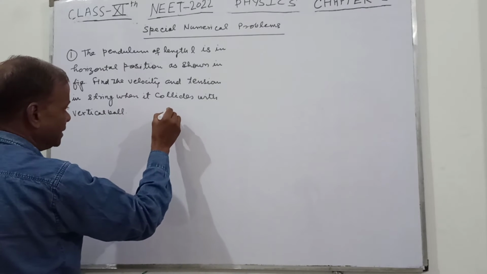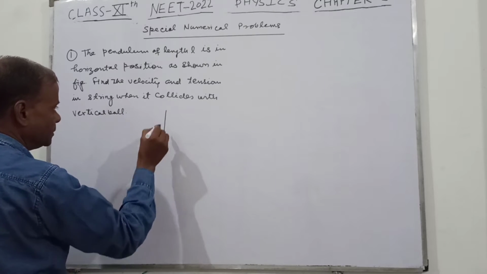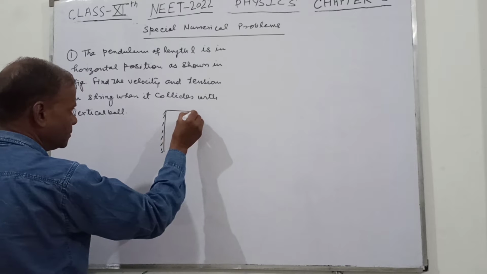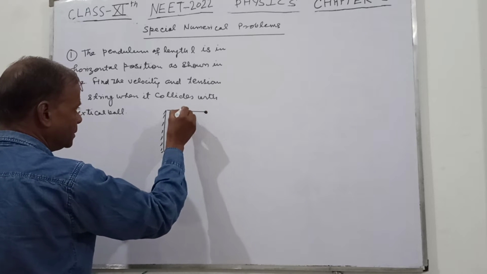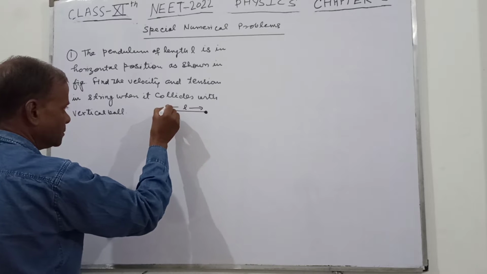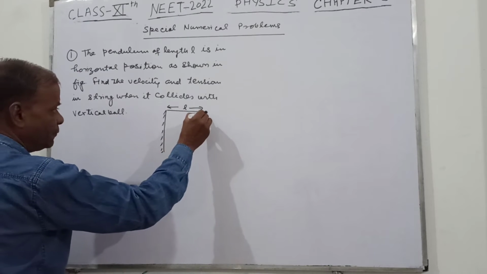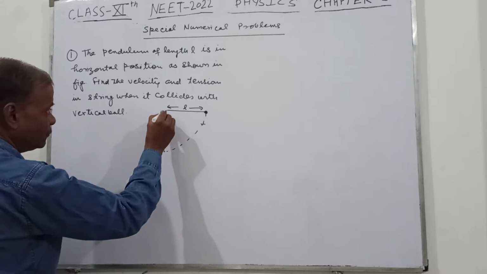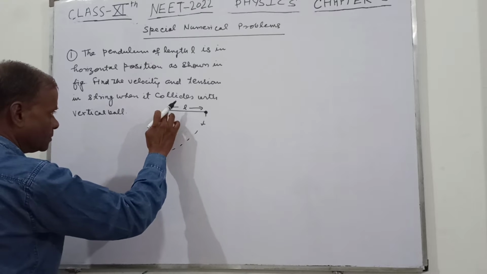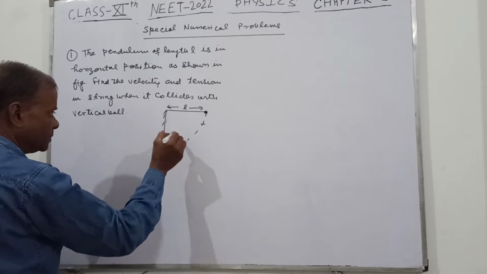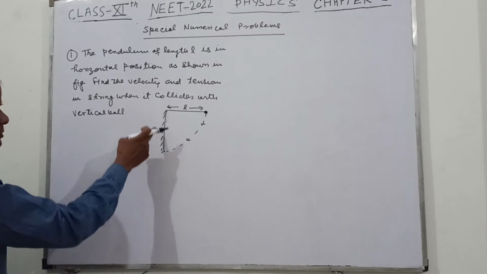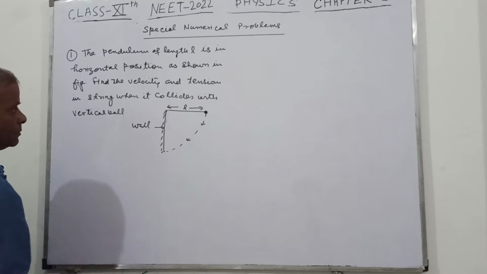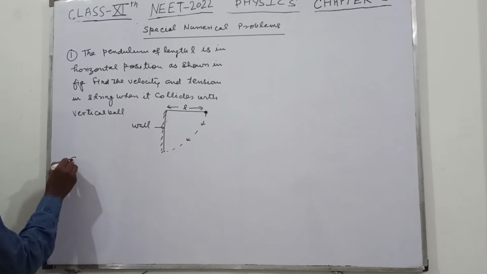तो आपको फिगर में ये दिया गया है, ये वर्टिकल वॉल है, और ये एक पेंडुलम है, इसकी लेंथ ये L है. So when it falls down like this, then you have to find the velocity of this. When it moves like this, you have to find the velocity at this ball. So now how to find the solution?